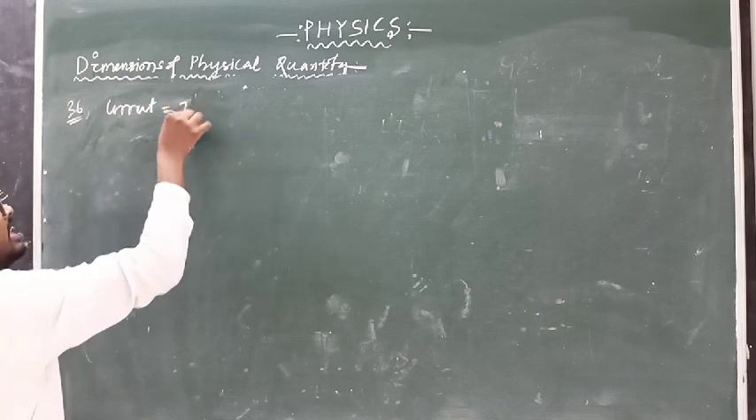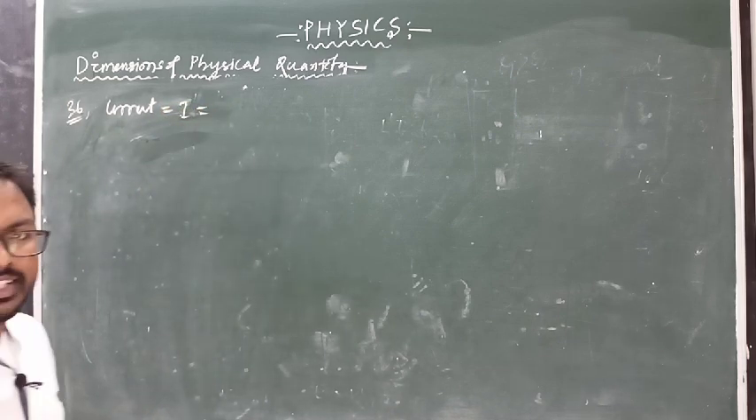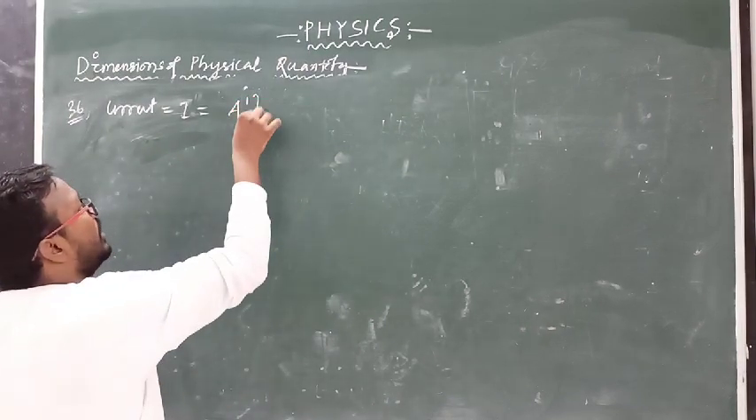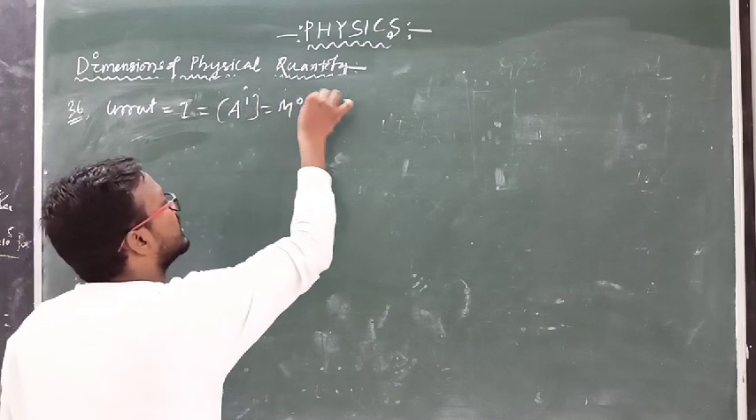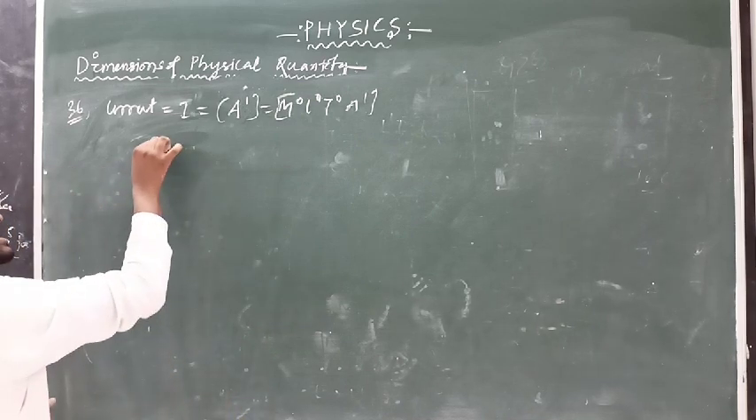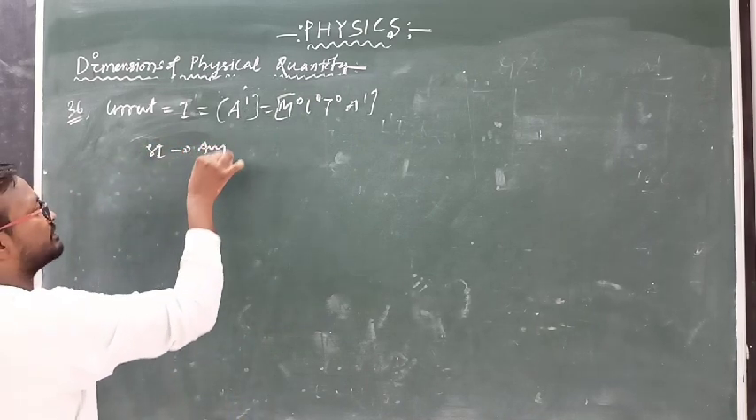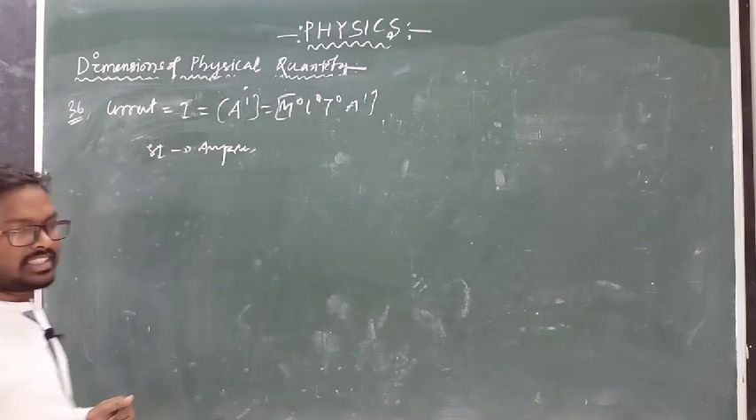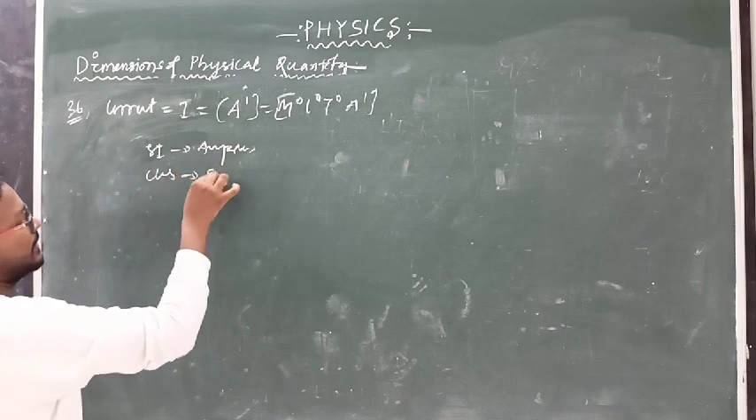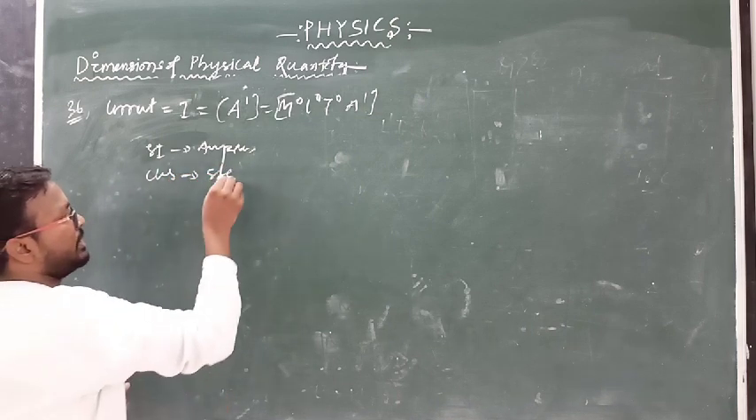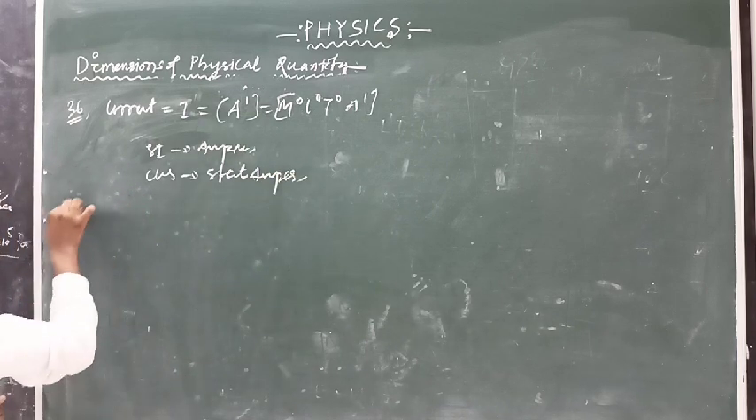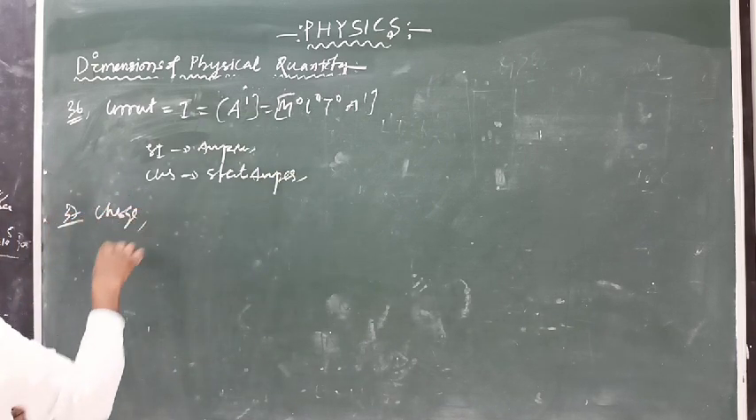here current is I, and we already know the dimensional formula of electric current, which is a basic and fundamental quantity, and its dimension A1. So you can write that is M0 L0 T0 A1 is the dimensional formula of electric current and its SI unit is ampere. Clear? And its CGS unit is known as statampere. And now we have to find the dimensional formula of charge. So what is the dimension?